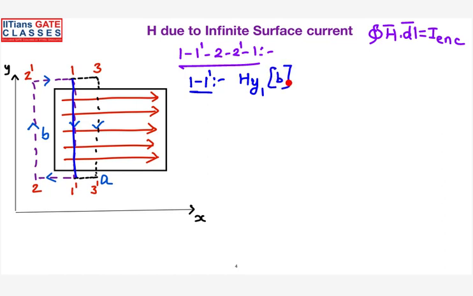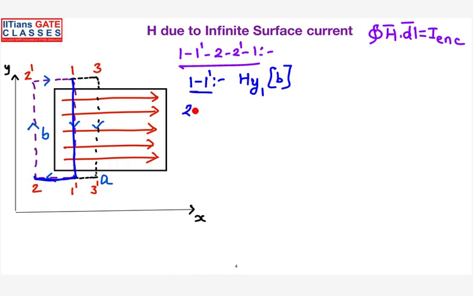And you can see here from 1 prime to 2, there is no component of magnetic field which lies in the z direction. If you see clearly, 1 prime to 2 is the direction which is perpendicular to the sheet. When you move perpendicular to the sheet, obviously there is no component of magnetic field, so I was not going to consider that.